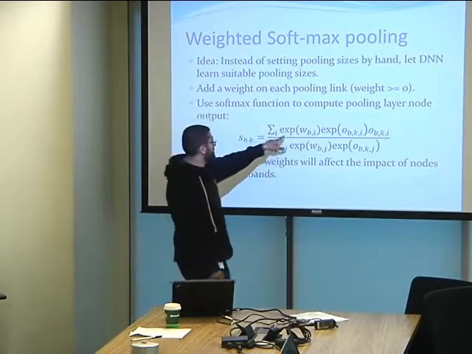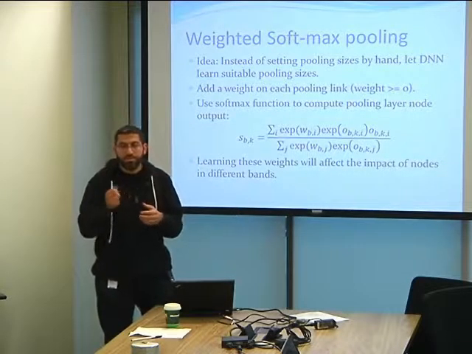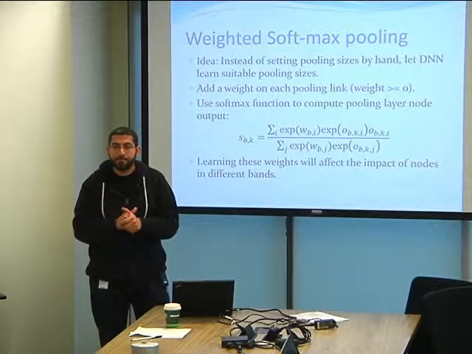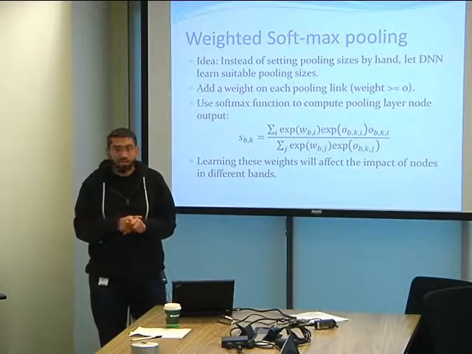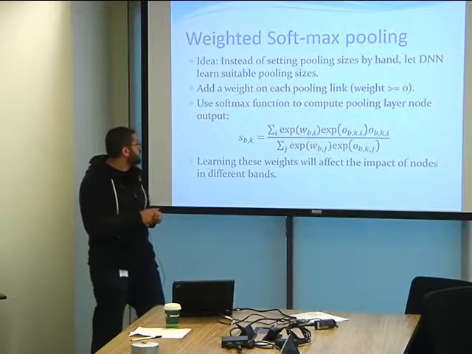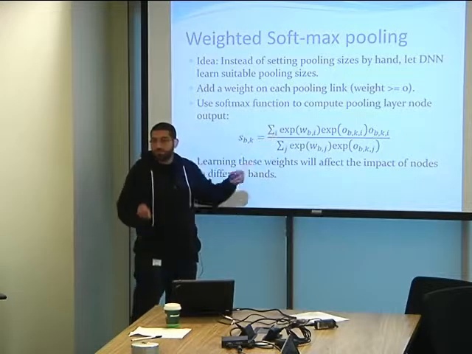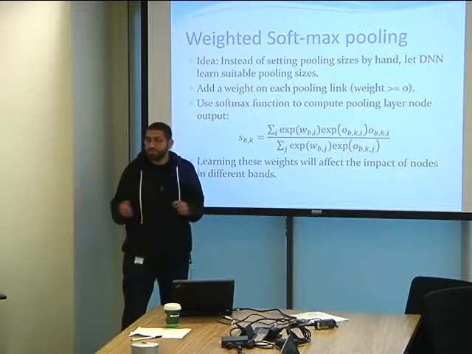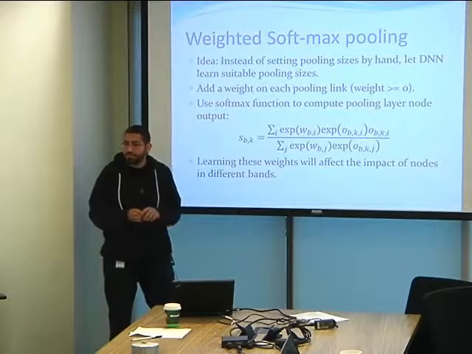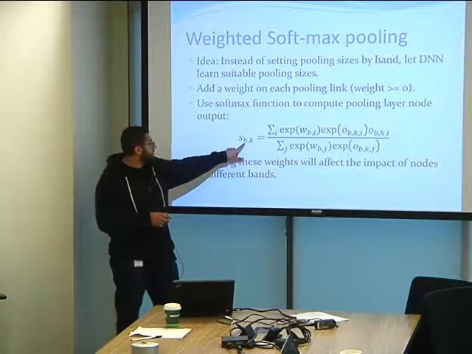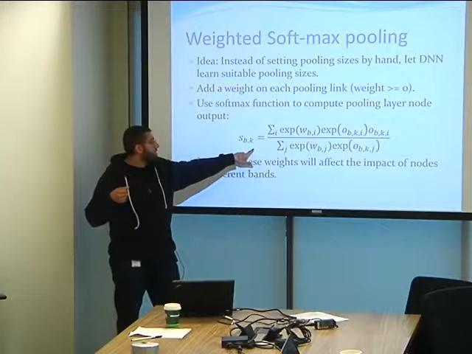The reason I used exponential of W is that I want to restrict it to be greater than or equal to 0. It's just the sum from node 1 to node 6 if the pooling size is 6. J is the same. And B and K are the band, the output band, the pooling band, and K is the feature map.